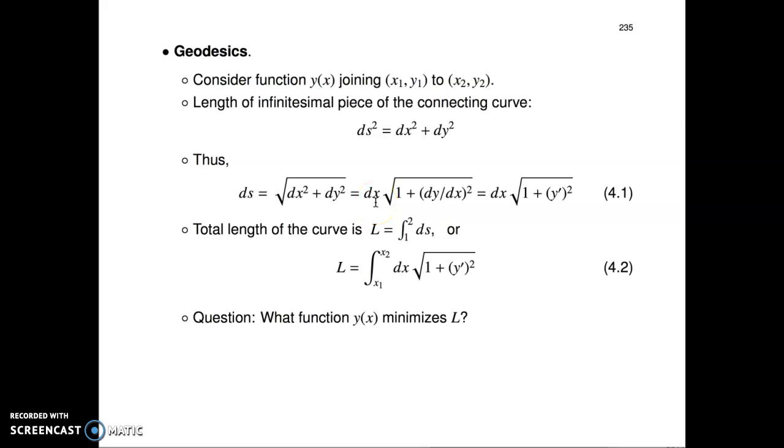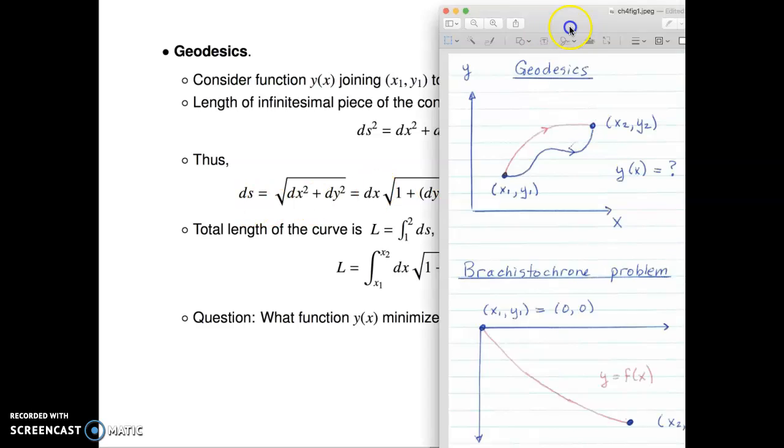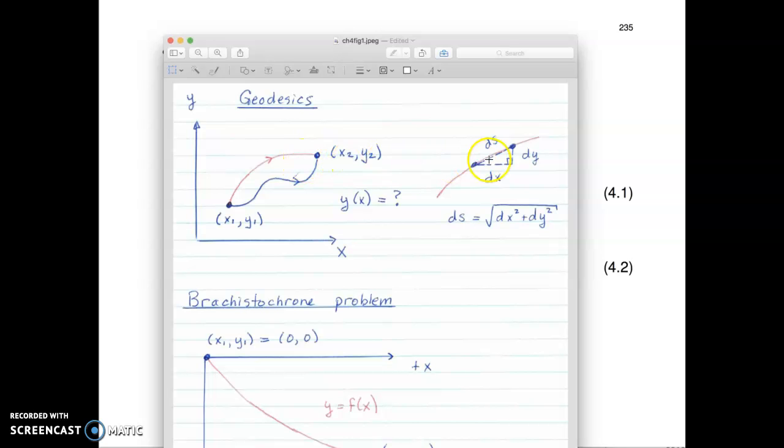You can factor out the dx, and when you do so, you'll have dx times the square root of 1 plus the square of the derivative dy by dx, which we can call the derivative y primed. So the total length of the curve is going to be the sum of all these little bits of the curve, the sum of all the bits that go from point 1 to point 2. You imagine this ds is just a little tiny piece of this curve.